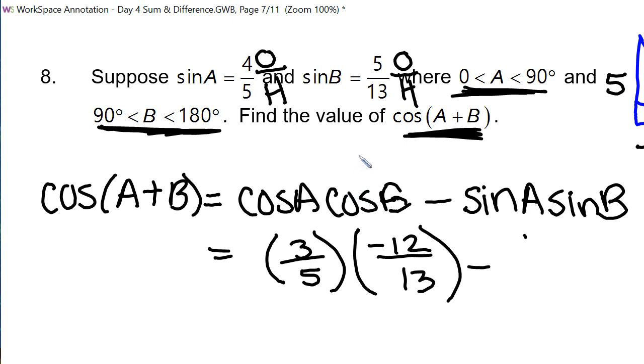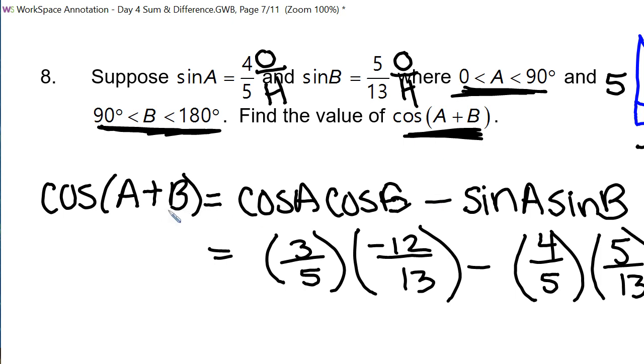They said sine of angle A is 4/5. Sine of angle B is 5/13. Now, everything we are doing today is without a calculator. So on the test Tuesday, this will be on the no calculator part. So, multiply your fractions. Multiply the numerators. 3 times negative 12, negative 36. 5 times 13 is 65. Drop down the minus. 4 times 5 is 20. And 5 times 13 is 65.